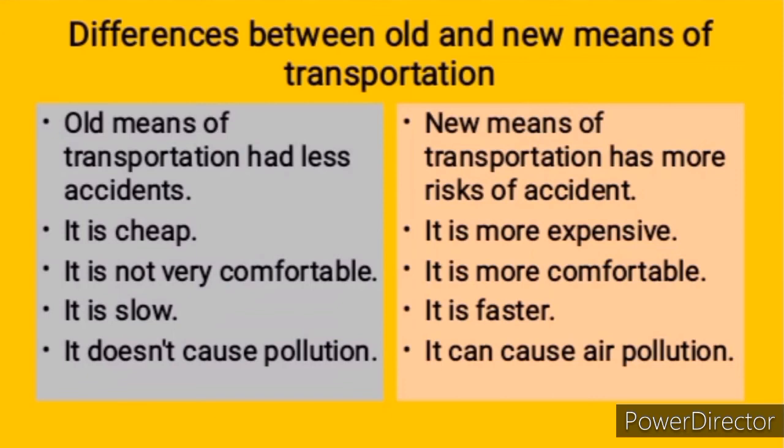Another difference is that the old means of transportation is slow, and the new means of transportation is fast. Now, in the old means of transportation, there was no pollution. The old means of transportation did not cause pollution, but the new means of transportation causes a lot of pollution.